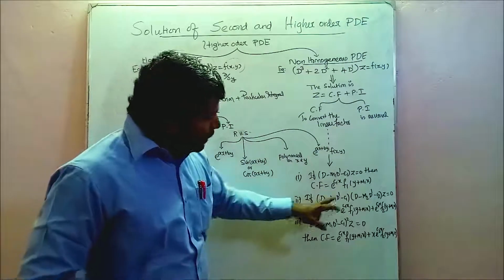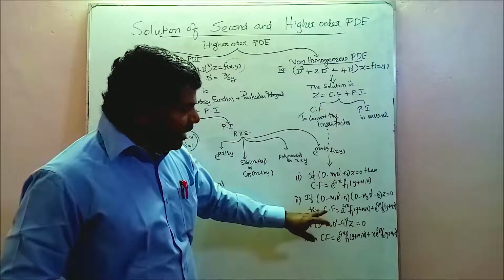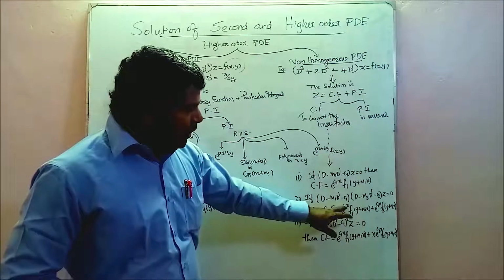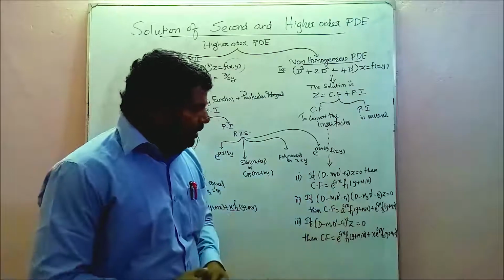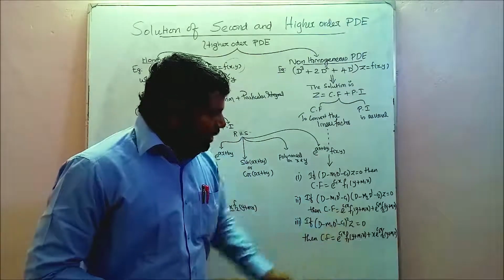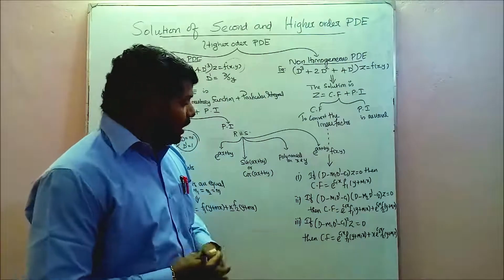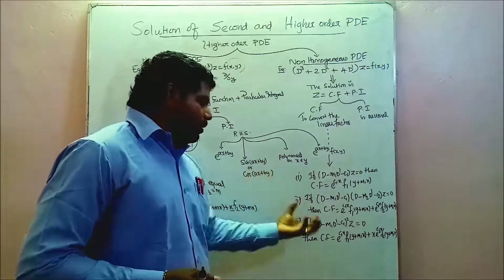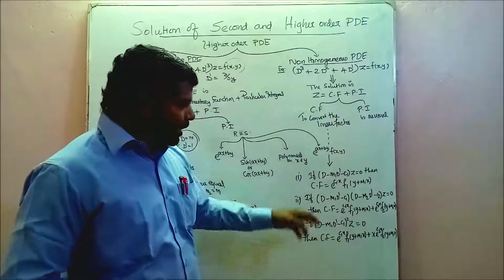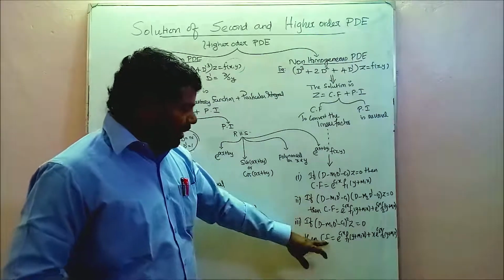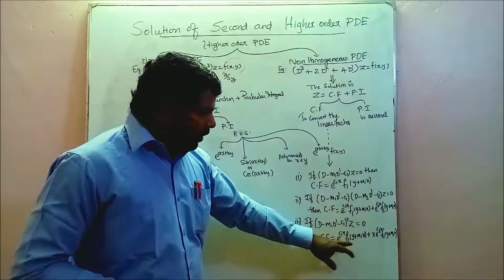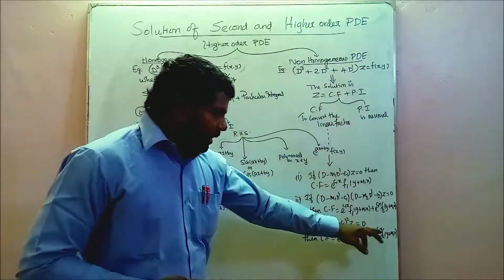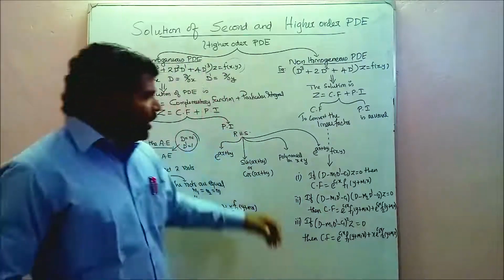Suppose we have a product of two linear factors, we can write the CF like that: CF equals e power c1x f1 of y plus m1x, plus e power c2x f2 of y plus m2x. Suppose a repeated linear factor comes, then how to find out the complementary function? e power c1x into f1 of y plus m1x, plus x into e power c2x f2 of y plus m1x.